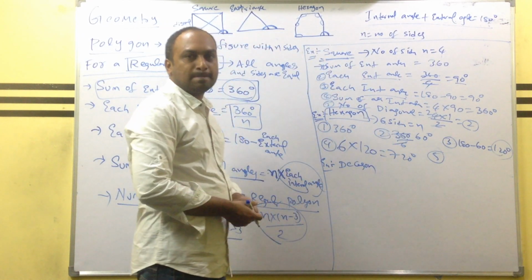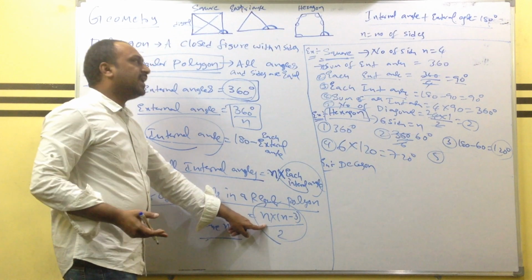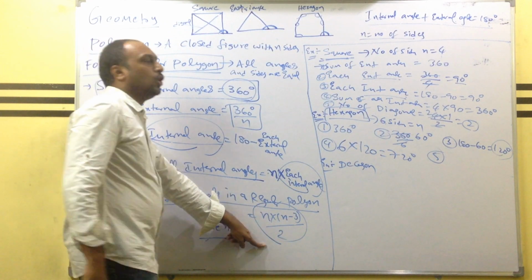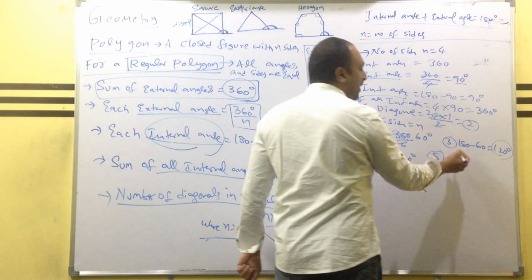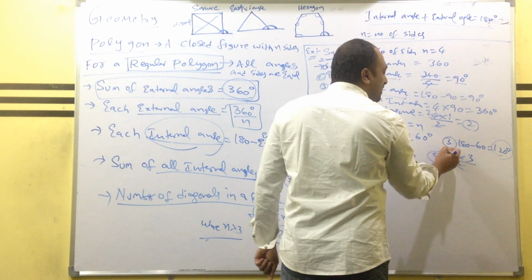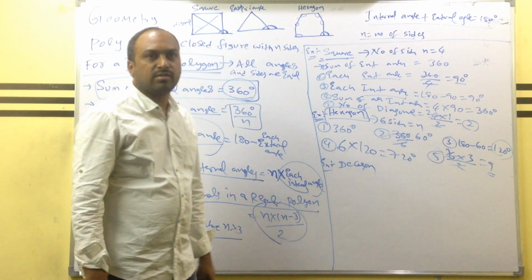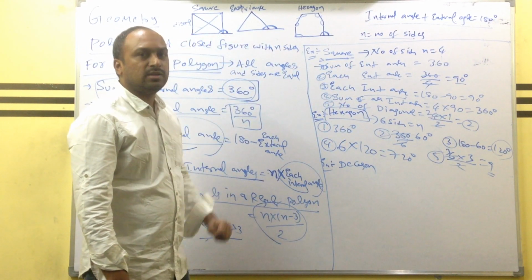And now getting into the fifth one. The fifth one is the number of diagonals. What is the formula for the number of diagonals again? n into n minus 3 by 2. What is n here? 6. 6 into 6 minus 3, which is 3, by 2. 2 1s are 2, 3 into 3 is 9. There are 9 diagonals for a hexagon.